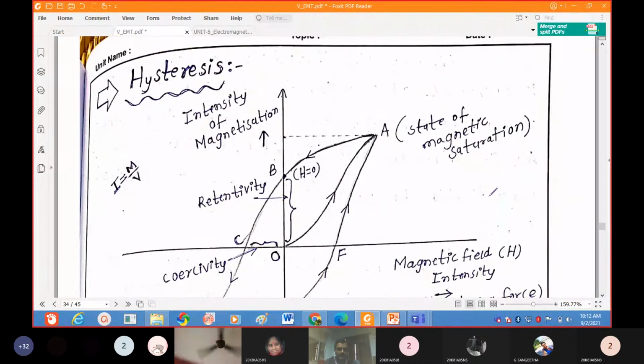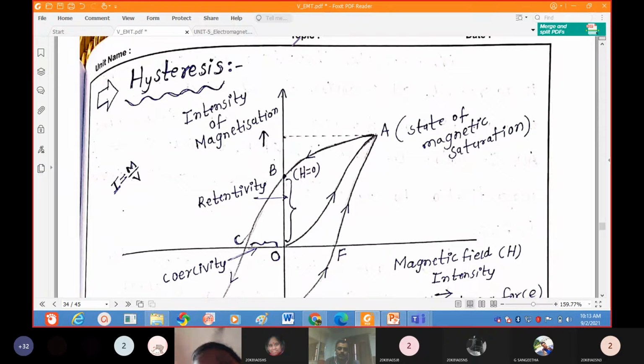Okay, so this is the hysteresis curve. We can also call it as BH curve. Otherwise, we can also call it as IH curve or MH curve. That means in the x-axis, we will take H. H means applied field, simply magnetic field intensity. In y-axis, what we will take here?